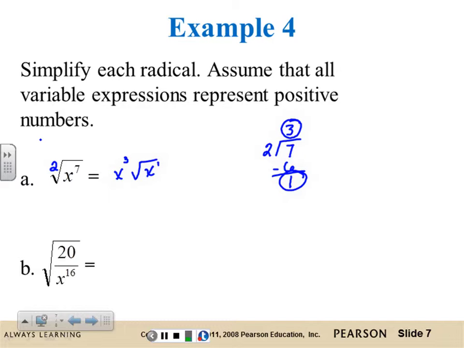Okay, so what about the square root of 20? The biggest perfect square that will go into 20 is 4, and we're going to multiply that times 5 to get the 20. And then here we're going to take the square root of x to the 16th, so break them up. The square root of 4 is going to be 2. You can't do anything with the square root of 5. And then the square root of x to the 16th, remember the index is 2, so we're going to do 16 divided by 2, which is going to be 8. Okay? So that's how you're going to deal with those variables.